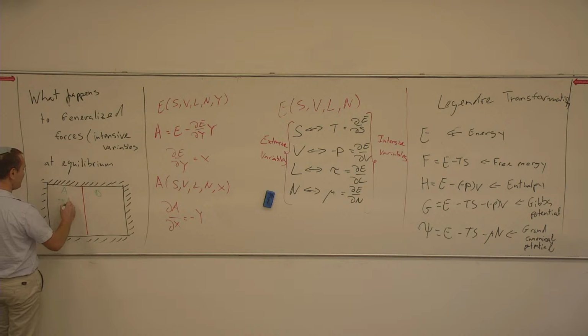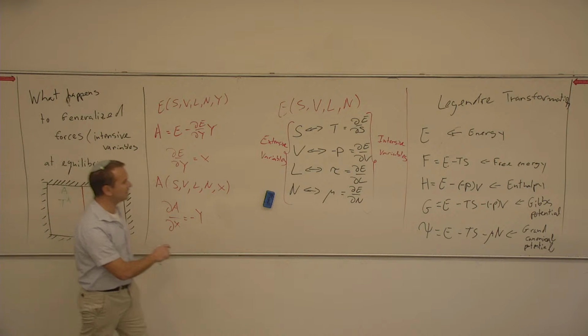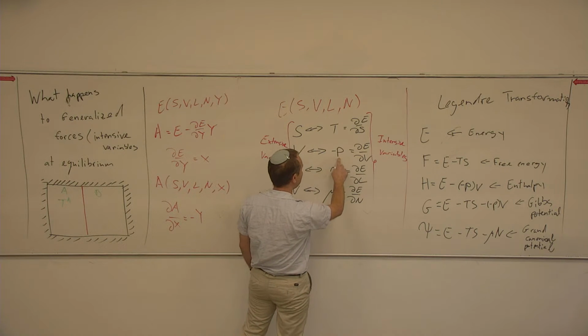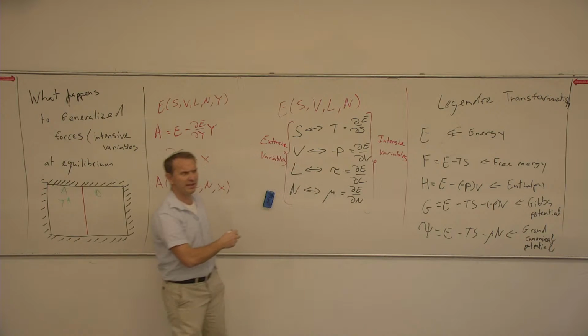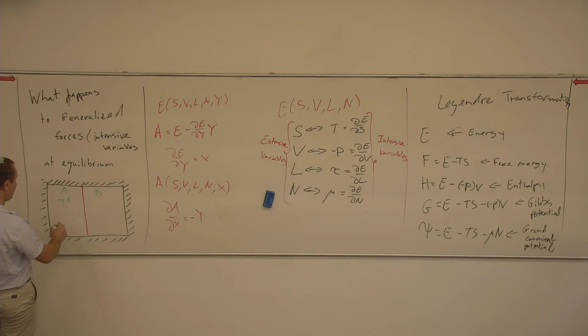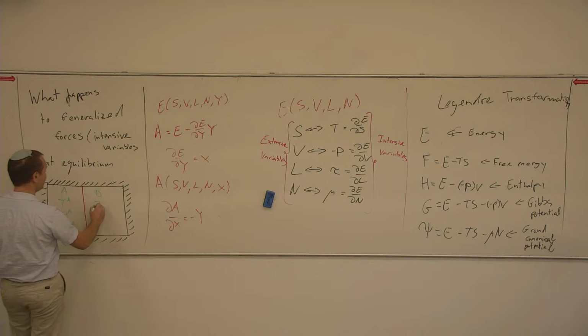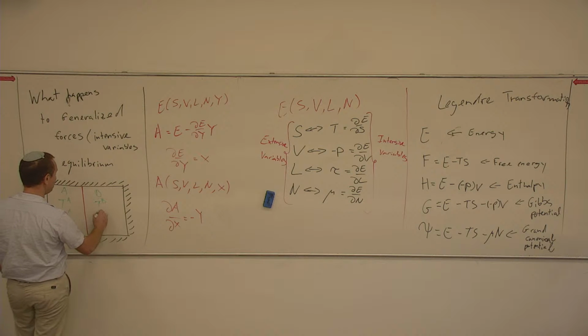So I'm looking at the intensive variables, my generalized forces. What are my intensive variables? I can look at T, I can look at P, I can look at mu. The same happens with tau. So I have T_A, P_A, and mu_A. And I also have T_B, P_B, and mu_B.